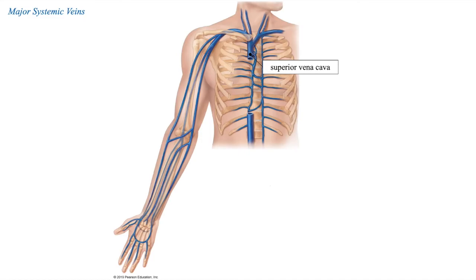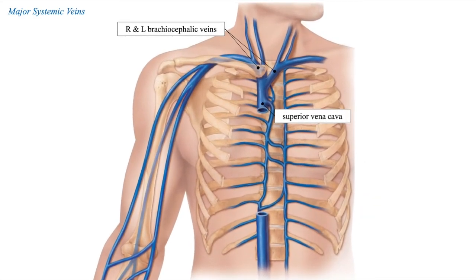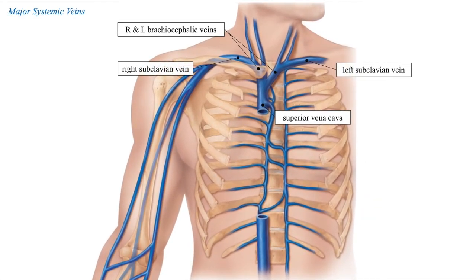The right and left brachiocephalic veins unite to form the superior vena cava. Notice that although there is only one brachiocephalic artery, there are two brachiocephalic veins. The paired subclavian veins and internal jugular veins branch from the brachiocephalic veins. The external jugular vein joins the subclavian vein near its origin.